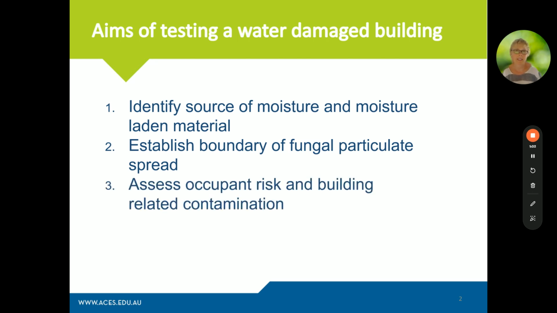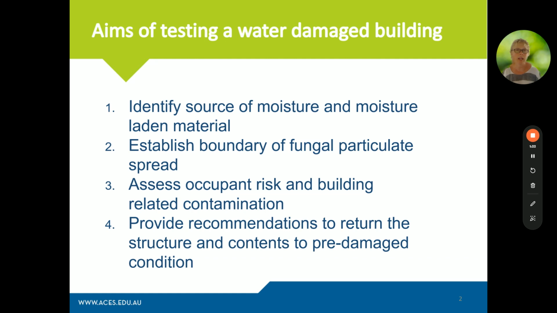We also need to assess occupant risk and building-related contamination. Occupant risk includes vulnerable populations such as young people, pregnant women, people who are immunocompromised, anybody with asthma, allergies, or even autoimmune disorders and chronic fatigue-like symptoms, which could be attributed to being in a water damaged building. And of course that will impact how you interpret those lab results. And lastly, providing recommendations to return the structure and the contents to a pre-damaged condition.